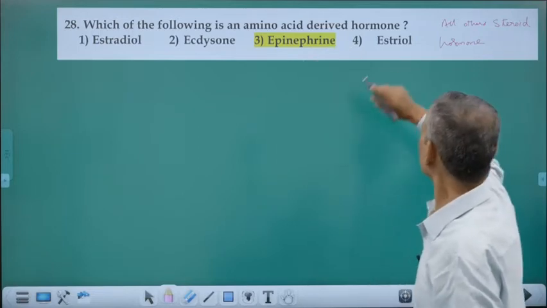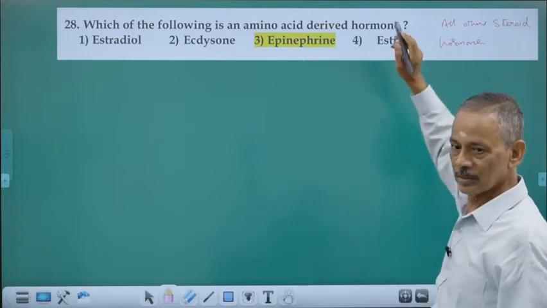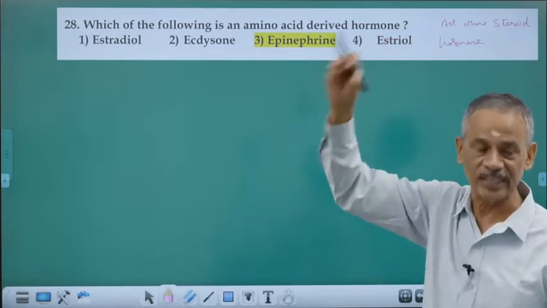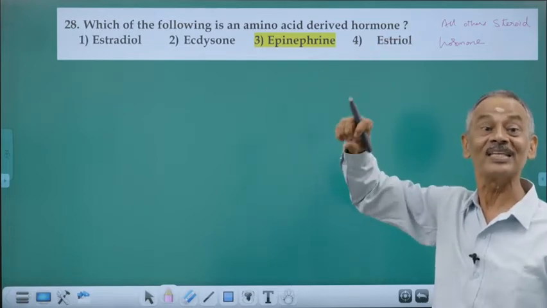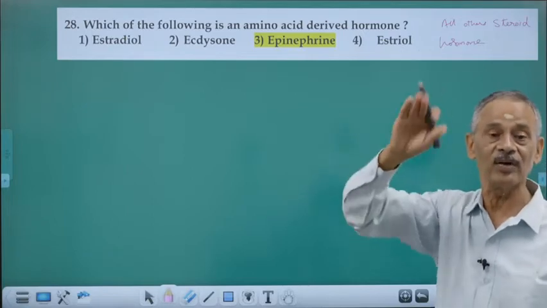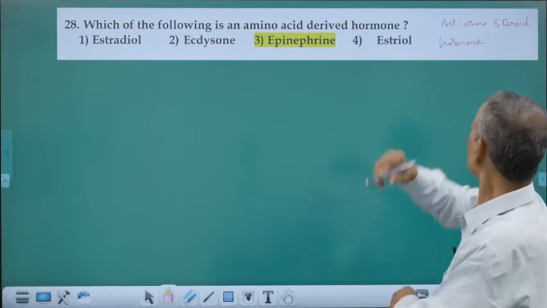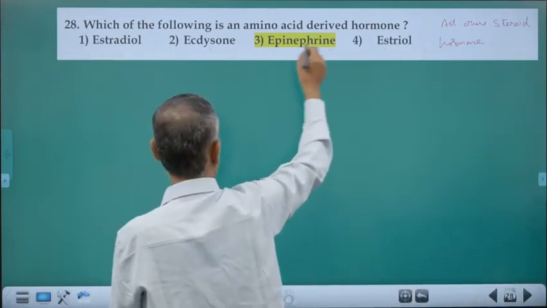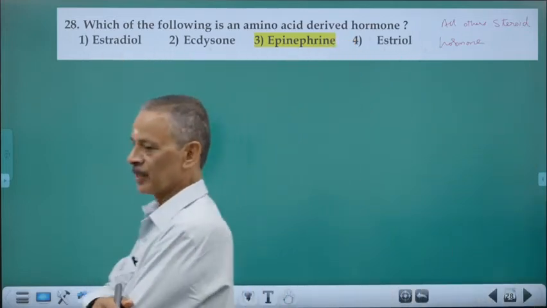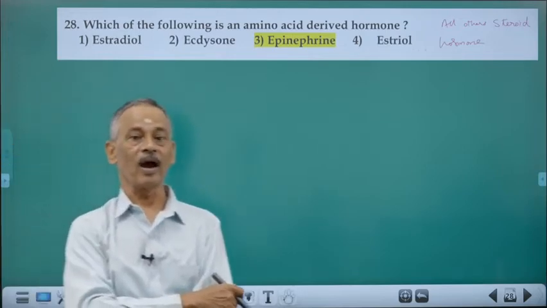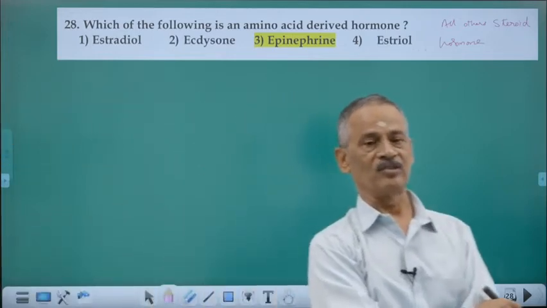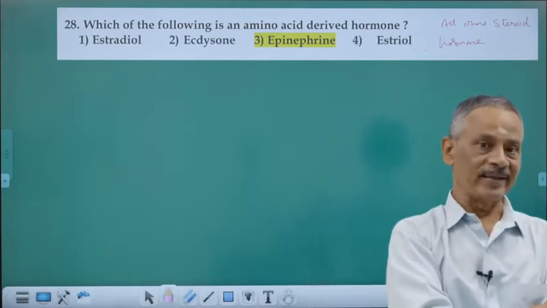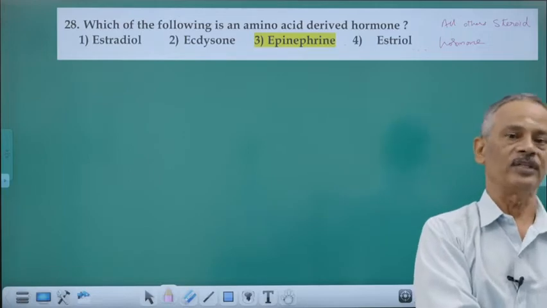That's correct. Estriol, estradiol, etc. are different types of estrogens. We call them estrogens. There are different types, E1, E2, E3, etc. So this is a steroid hormone. All these three are steroids, and this is epinephrine. Epinephrine and norepinephrine are called catecholamines. They are all formed from the amine radicals of tyrosine.